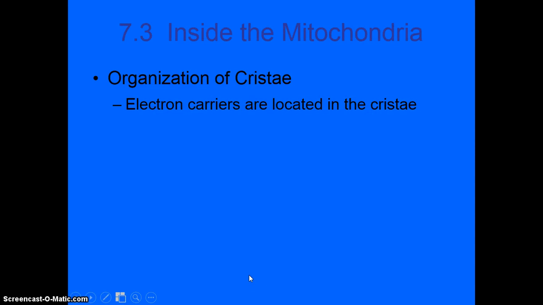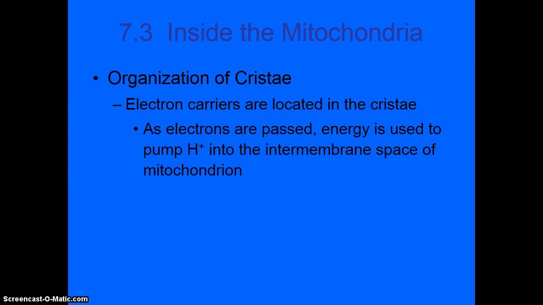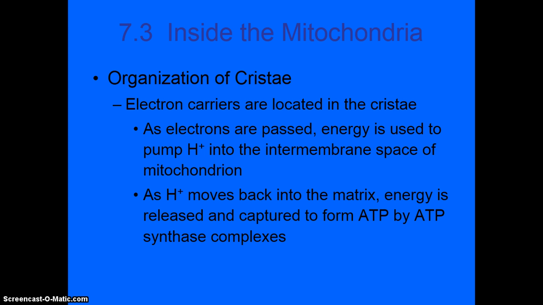As we look at the organization of the cristae, the inside folded, convoluted areas of the mitochondria, we notice that the electron carriers are actually located in the cristae. And as the electrons are passed, energy is used to pump hydrogen ions into the intramembrane space of the mitochondrion. As the hydrogen ions move back to the matrix, energy is released and is captured to form ATP by a synthase complex called ATP synthase. Synthase is an enzyme complex which speeds up the reaction but isn't directly involved in it. This process is called chemiosmosis.